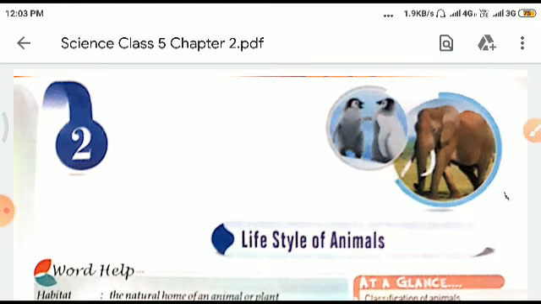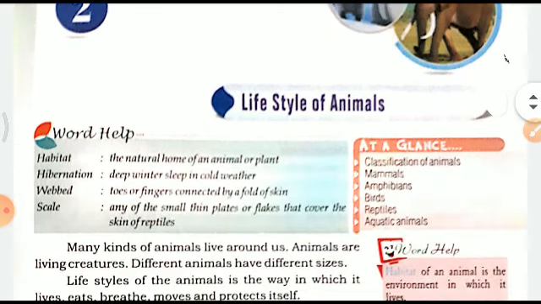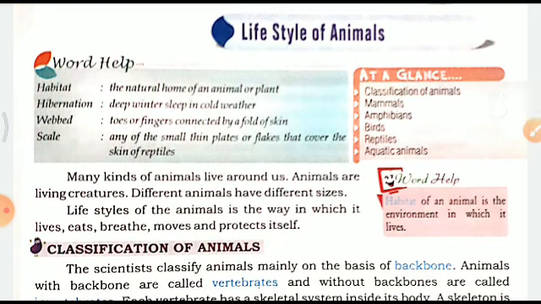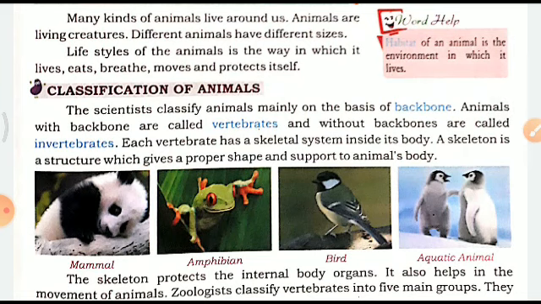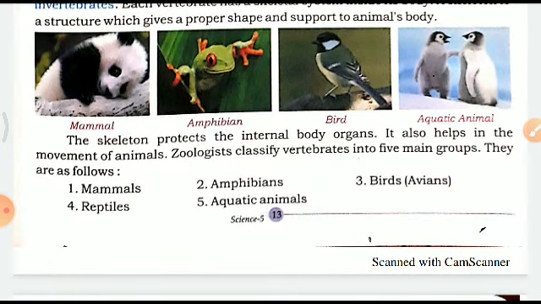And we are studying the chapter Lifestyle of Animals, in which we saw the classification of animals on the basis of backbone. They were classified into two groups, vertebrates and invertebrates. Vertebrates were those which have a backbone, and invertebrates were those which do not have a backbone. Then we saw zoologists have classified vertebrates into the following five main groups: mammals, amphibians, birds, reptiles, and aquatic animals.